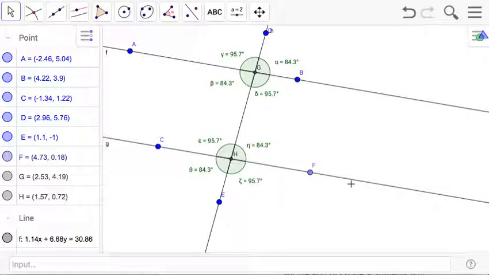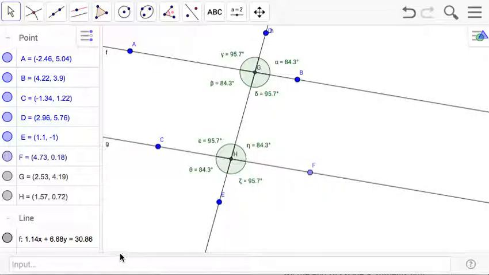So at this point, you may ask your students to hypothesize any angle relationships they may see. So they may notice that alternate angles are equal, they may notice that corresponding angles are equal, and they may also notice that these two co-interior angles sum up to 180 degrees. Let's see if we can verify that.